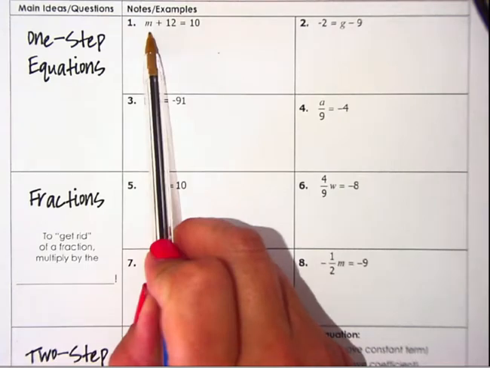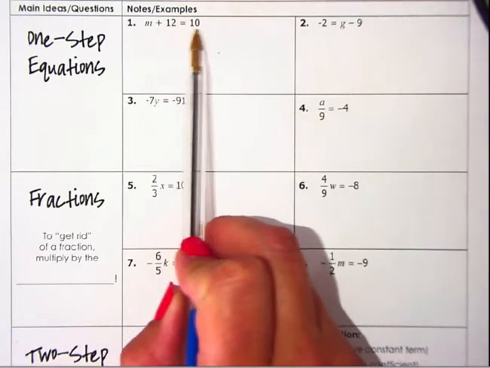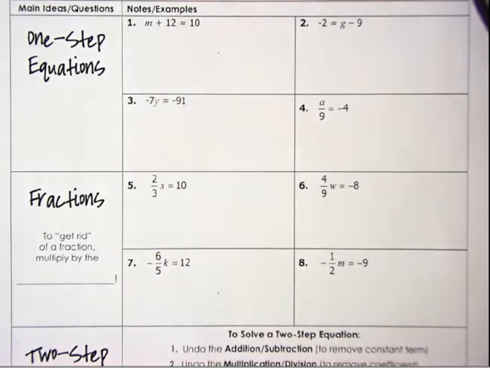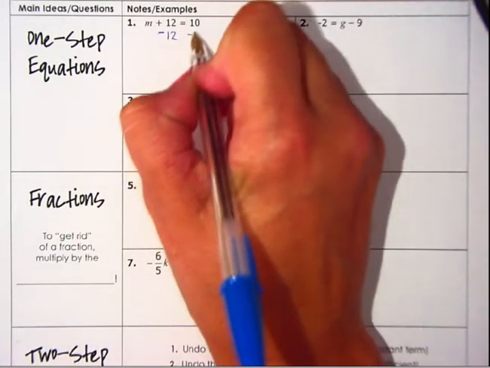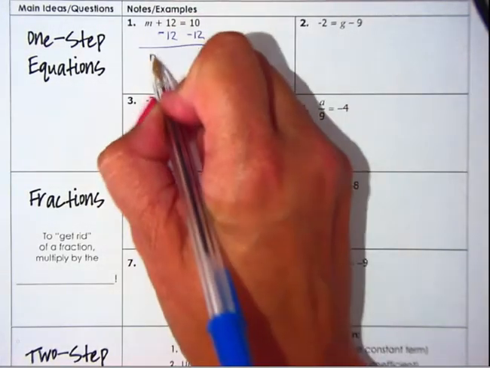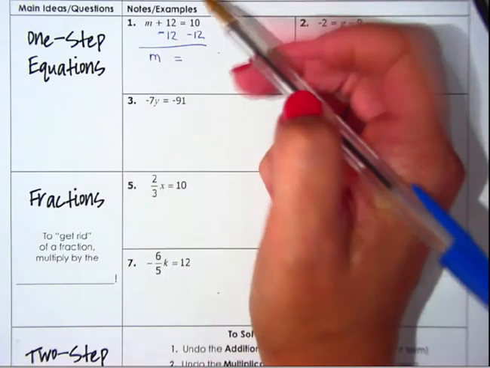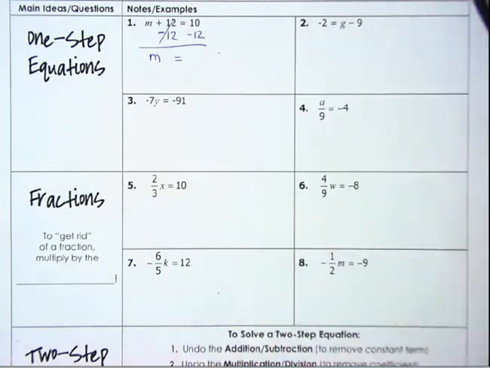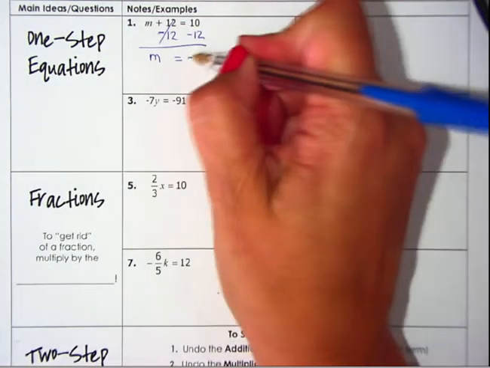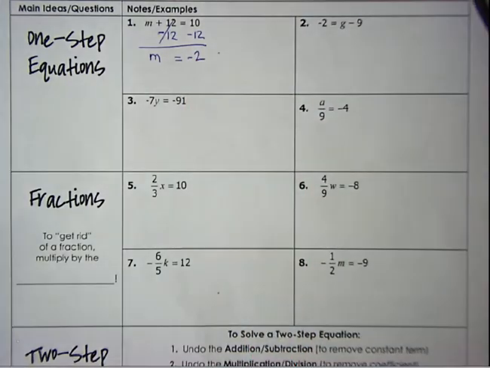So if we have something like m plus 12 is equal to 10, we have to figure out how to get rid of the plus 12. So we're going to go ahead and subtract 12 from each side. When we do that, in this case, a plus 12 and a minus 12 becomes 0. So those are gone. And then we have the 10 minus 12, which would give us a negative 2. So in this case, m is going to equal negative 2.